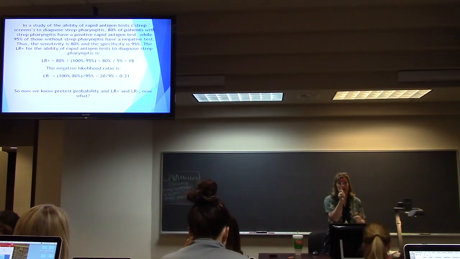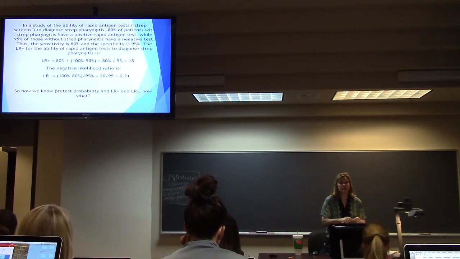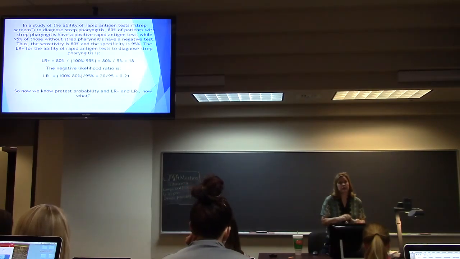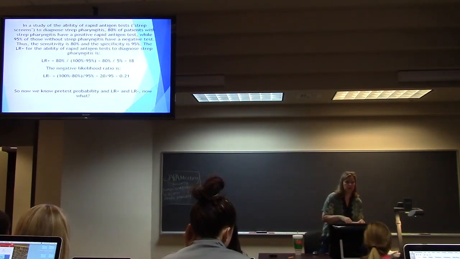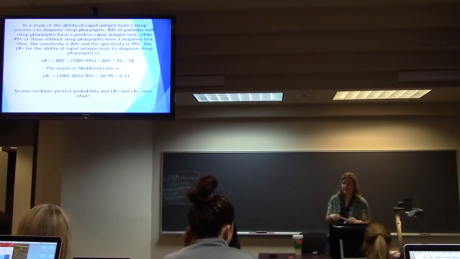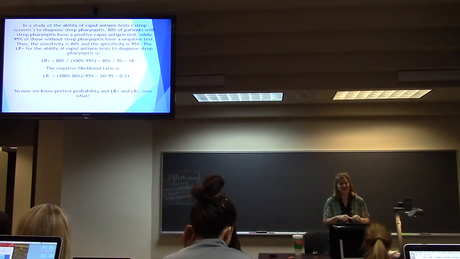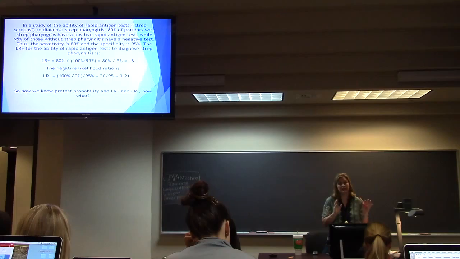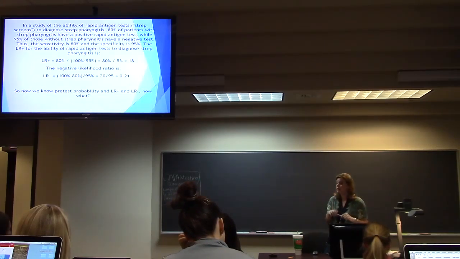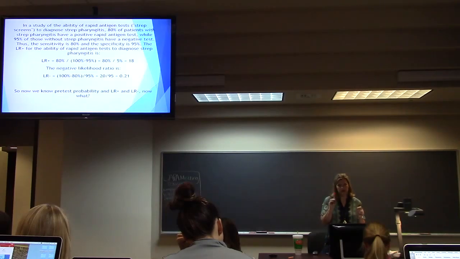But there is our formula. The likelihood ratio is 80, your sensitivity, over 1 minus specificity, but since these are in percentages, it's 100 minus 95%, or it could be 1 minus 0.95. Anyway, you come up to 18. The positive likelihood ratio is 18. This is a really good likelihood ratio. You'll learn when I show you a table later on comparing likelihood ratios. This one's pretty good. I like what I'm seeing here so far.